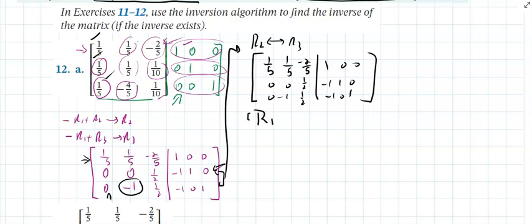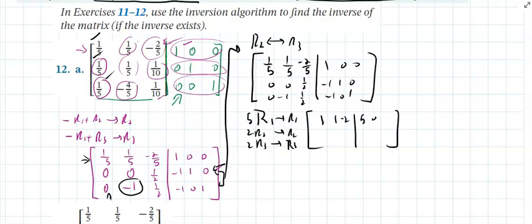Take row 1, multiply it by 5, put it back in row 1. Take row 2, multiply it by 2, put it back in row 2. And take row 3, multiplied by 2, put it back in row 3. I would rather deal with integers than deal with fractions. This is 1, 1, -2, 5, 0, 0. This is 0, 0, 1, -2, 2, 0. And this is 0, -2, 1.